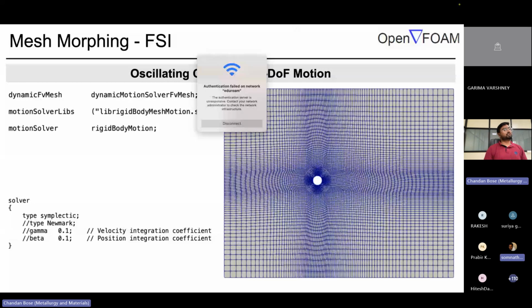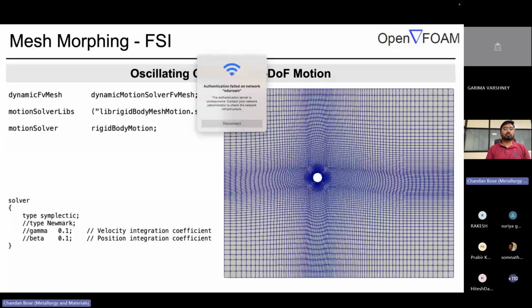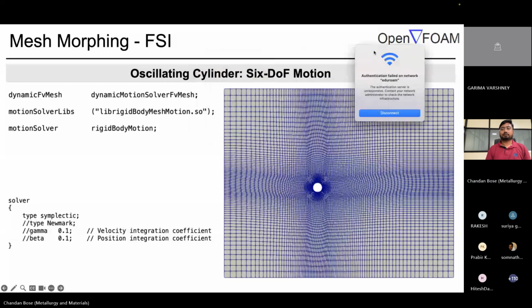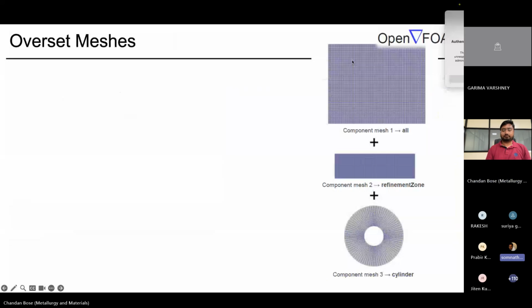Okay, all right, sure. So I will quickly go into the overset meshing technique and then conclude my presentation. Right. So as opposed to the mesh morphing method, we have another meshing technique, as I've already demonstrated to you, which is overset meshes.